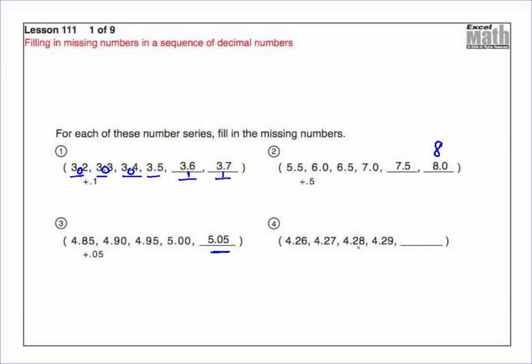426, 427, 428, 429, and then we get to 430. Don't forget the decimal point in there. That 0 is unnecessary, and the pattern is 0.01 being added to each one. 0.01, not 0.1. Got to get that 0 in there.